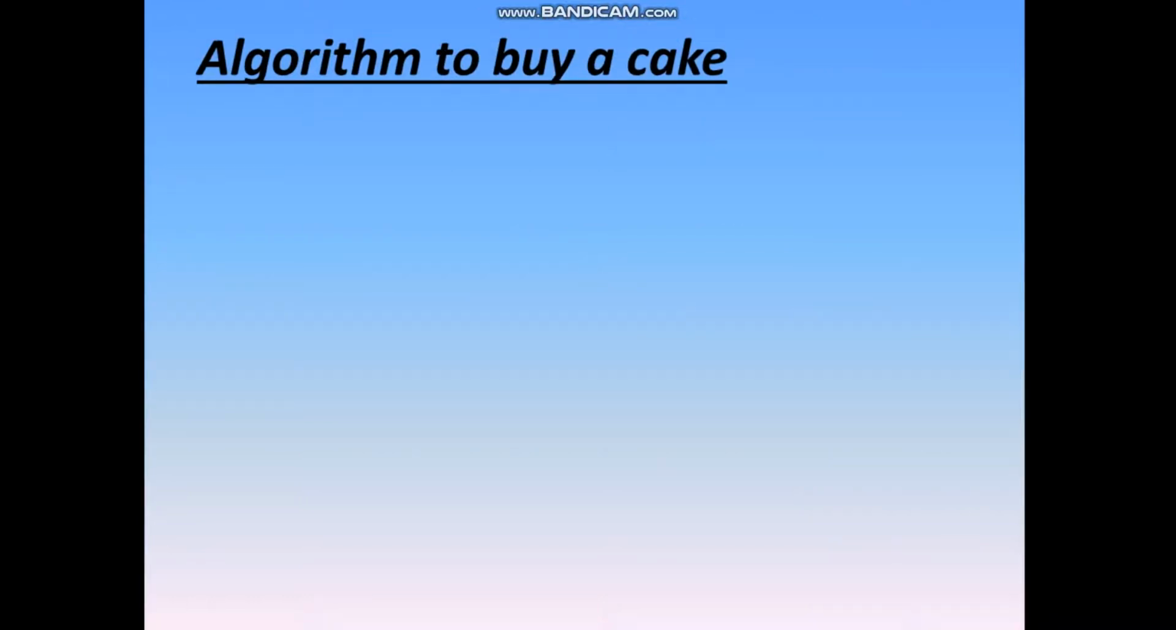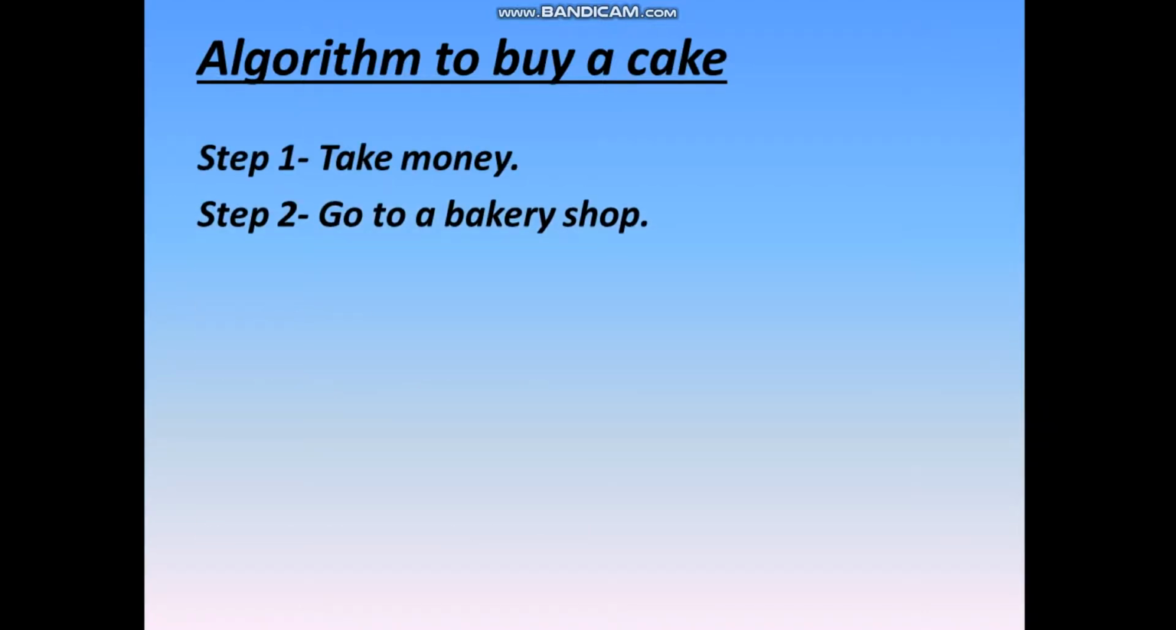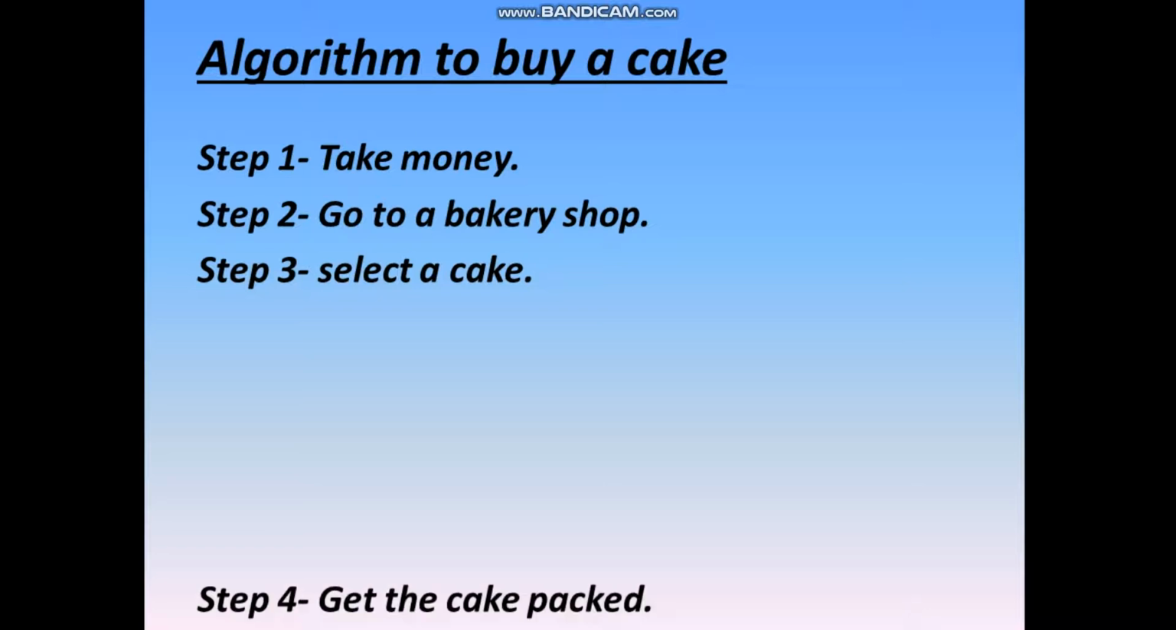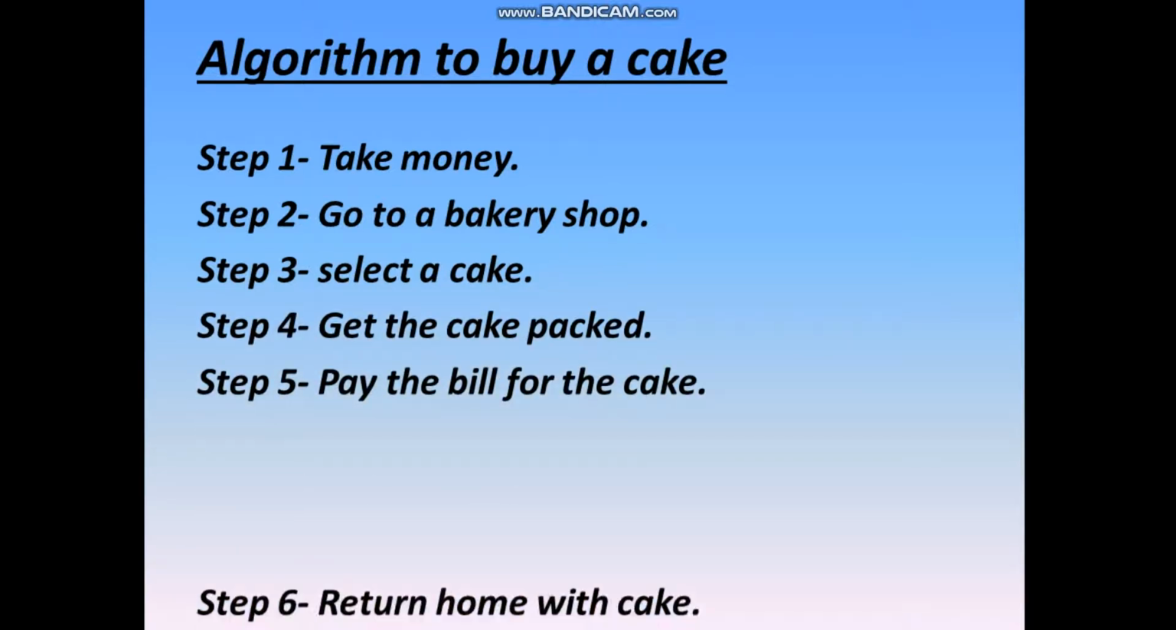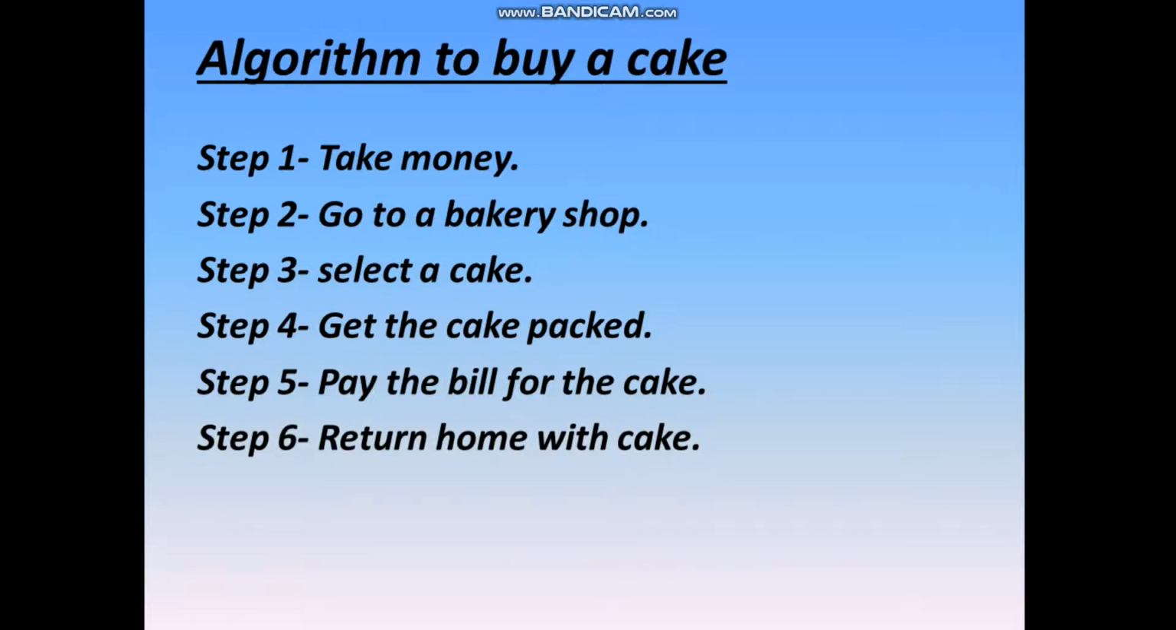Now we will see another algorithm, how to buy a cake, and we will see how to implement the same algorithm in the form of a flowchart. So take money, go to a bakery shop, select a cake, get the cake packed, pay the bill for the cake, return home with cake. So here is input, processing and output. So now let us see how to draw the flowchart for the same.